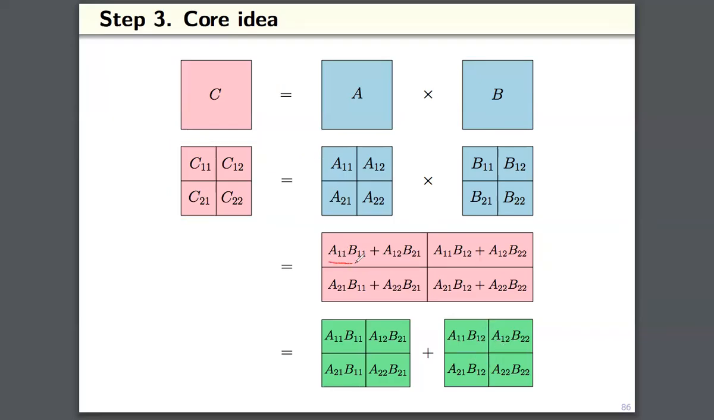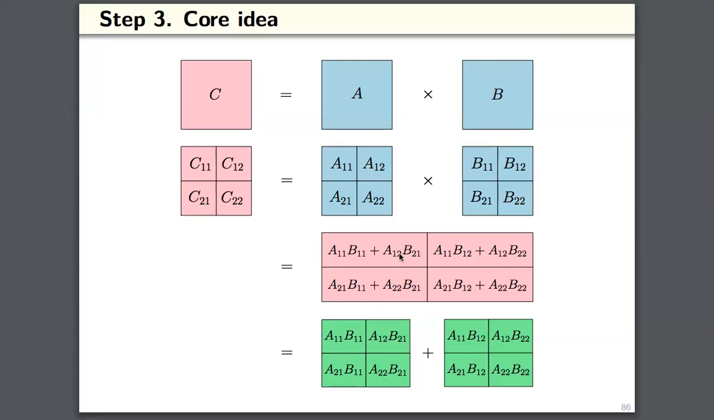Recursively compute A11 times B11. Recursively compute A12 times B21. Recursively compute each of these products. So how many products do you have? You have 8. You have 8 products. That means you have 8 child functions. You have 8 subproblems.